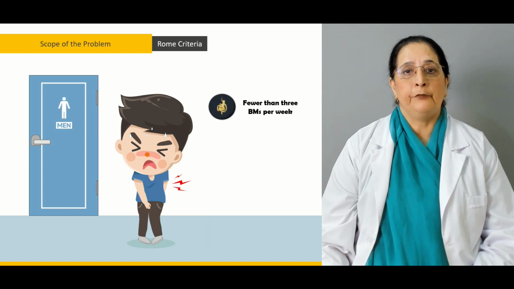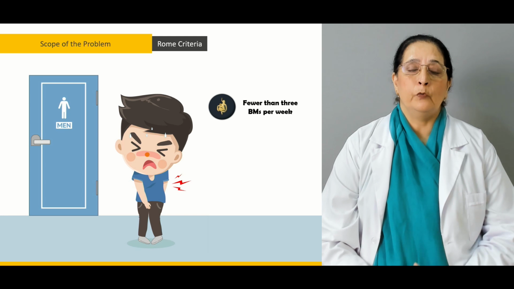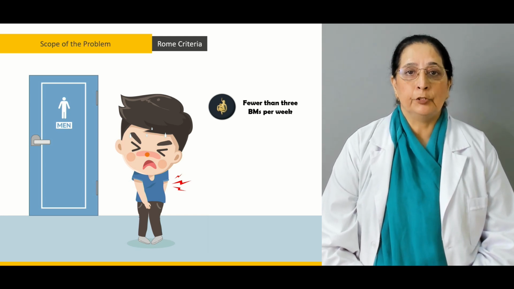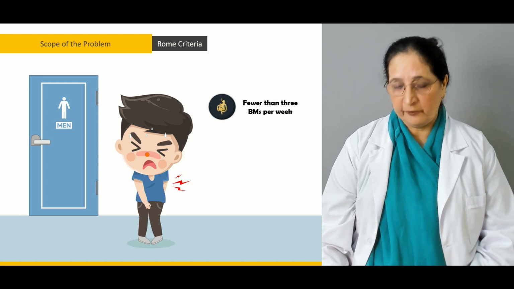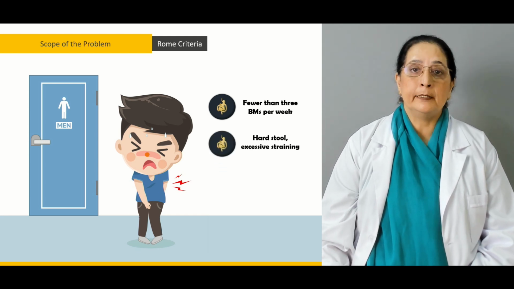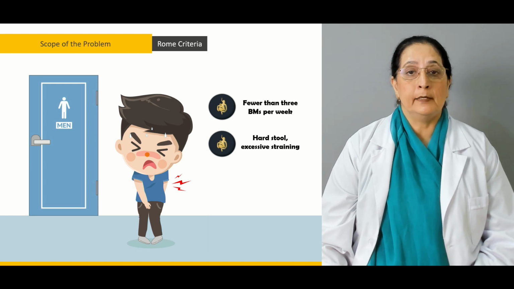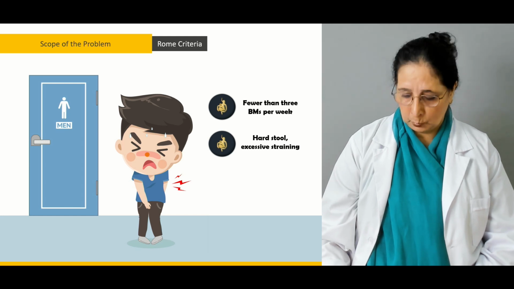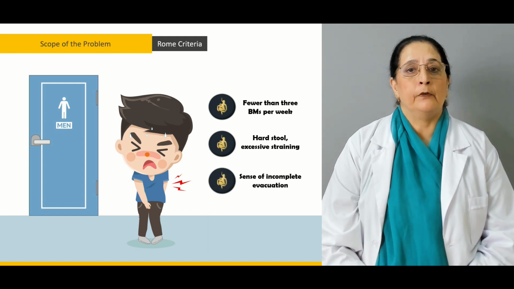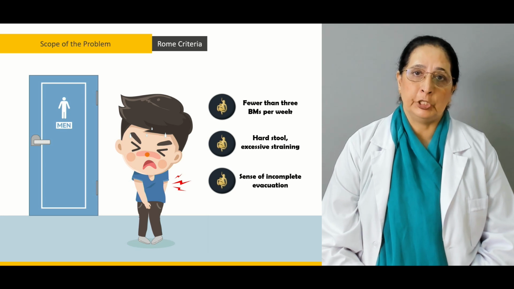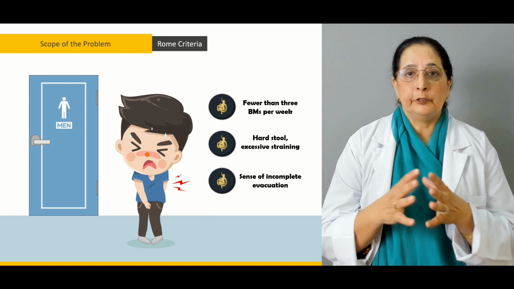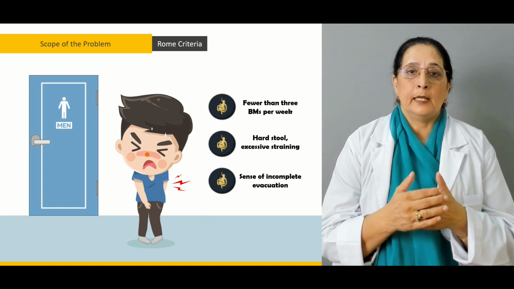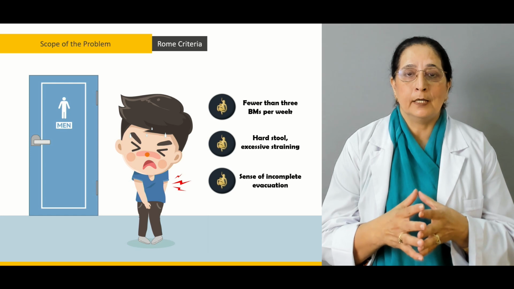First, fewer than 3 bowel movements per week. So if there are less than 3 bowel movements per week, and then hard stools, and there is excessive straining to remove those hard stools, and then a sense of incomplete evacuation. So all these characteristics are important as far as Rome criteria is concerned.